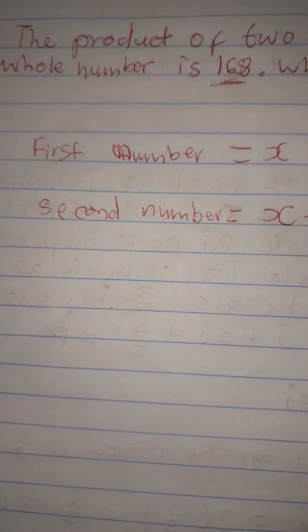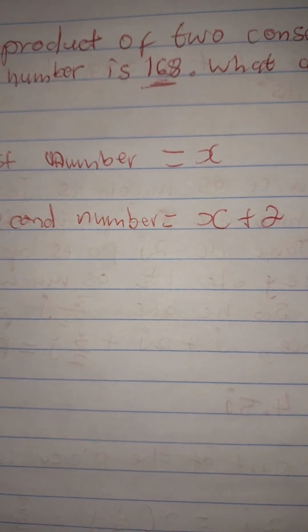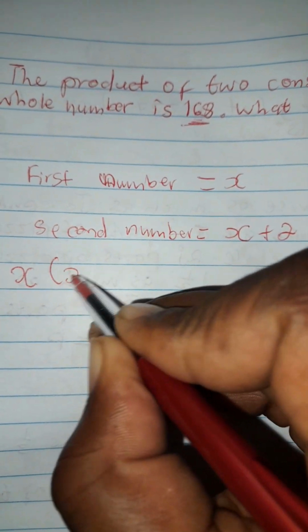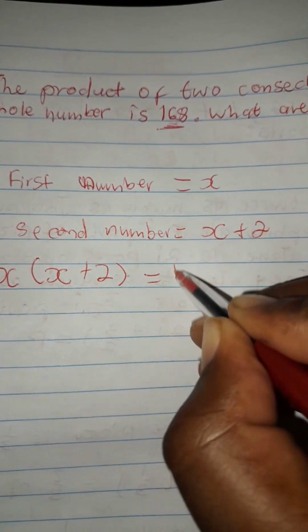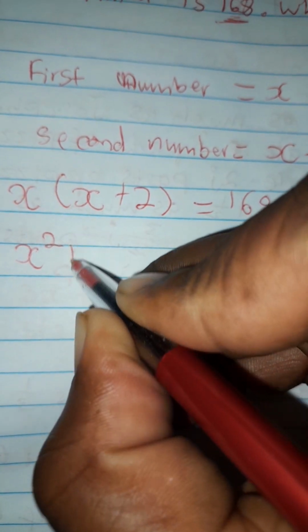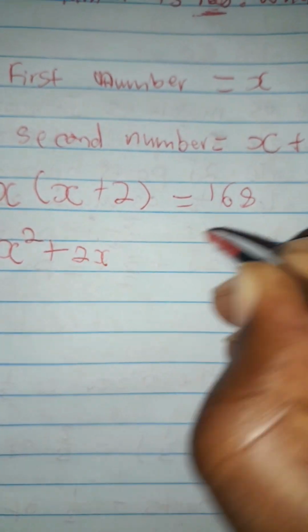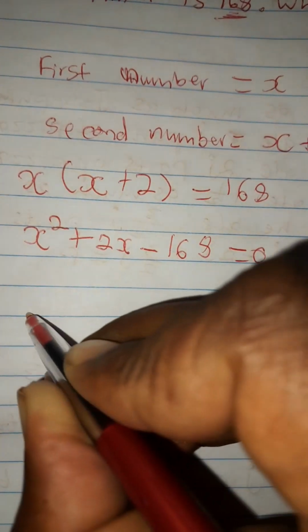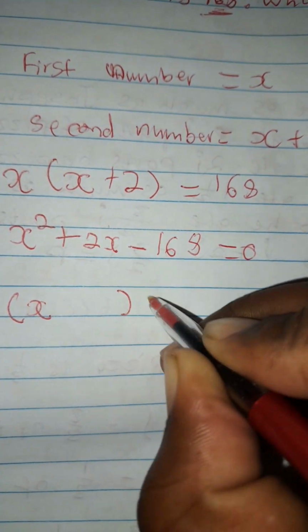Then let's look at how we can tackle it. Since it's a product, the product of two consecutive even whole numbers is 168, we're going to multiply these two numbers. So we're going to say x multiplied by x plus 2 equals 168. Let's multiply out. X times x is x squared. X multiplied by 2 is 2x. Take 168 so that we write this in standard form, 168 equated to 0.